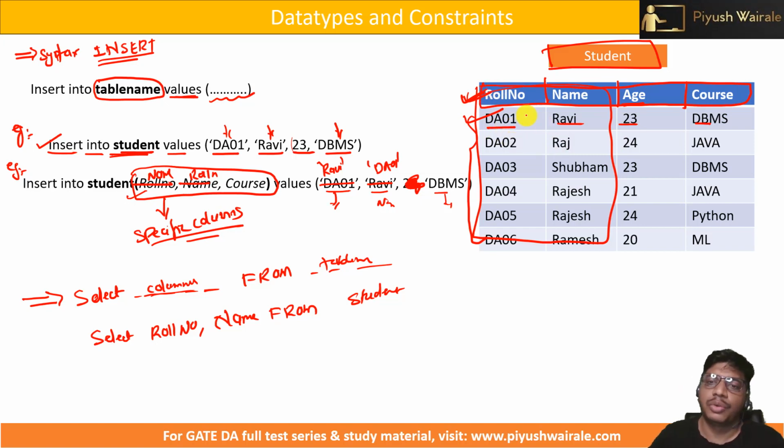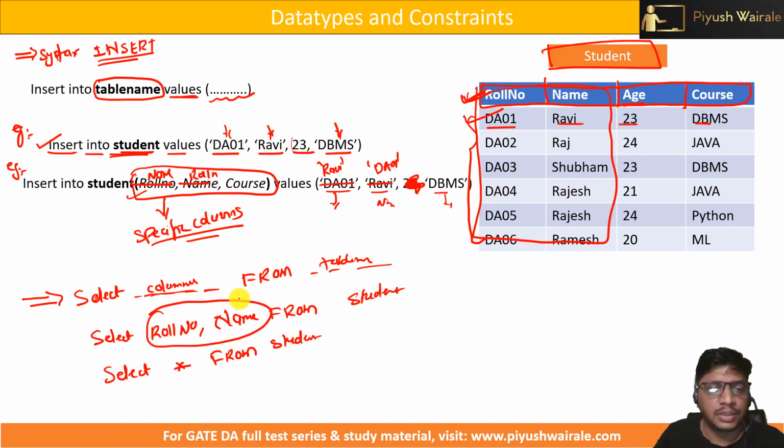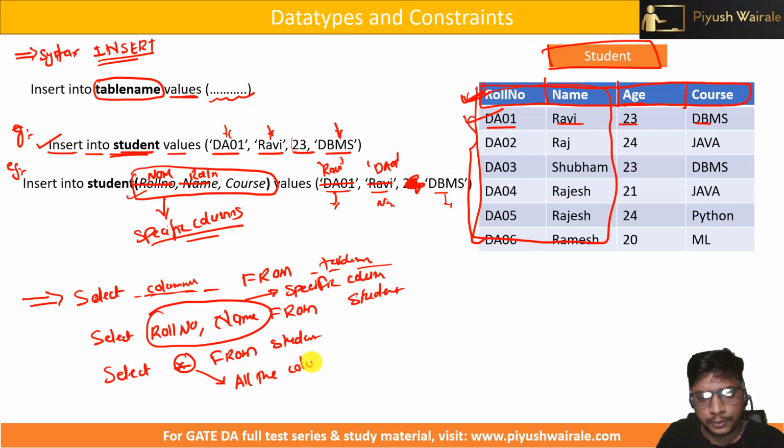That's it. But if you want to view all the columns, then instead of mentioning all the column names, you can simply use star. So select star from student, right? So this will be my specific columns, and this will give me all the columns, right?